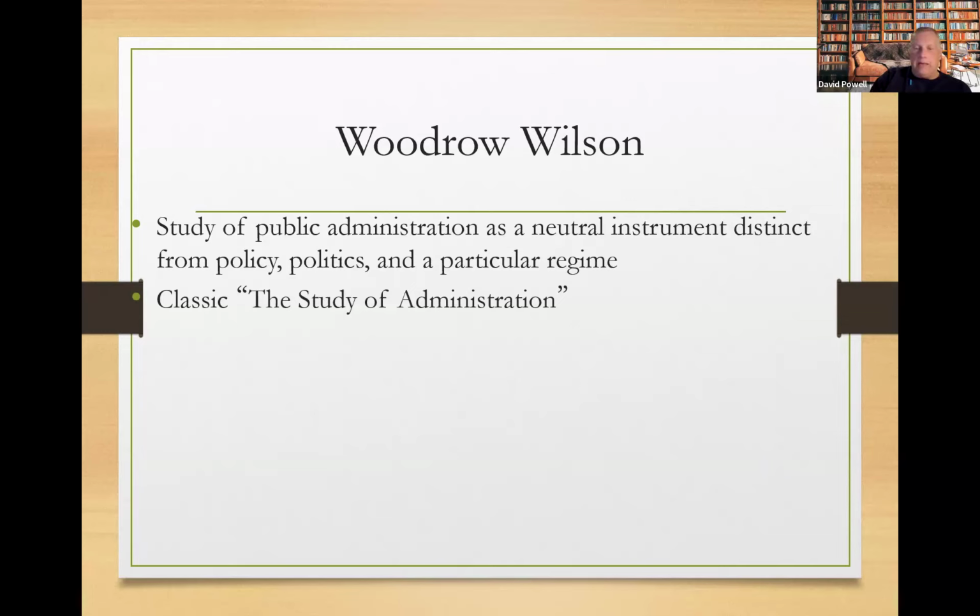And how and why he does that is something that we'll talk about after we take a break. So I think we're probably at a good breaking point right now before we get into Wilson.